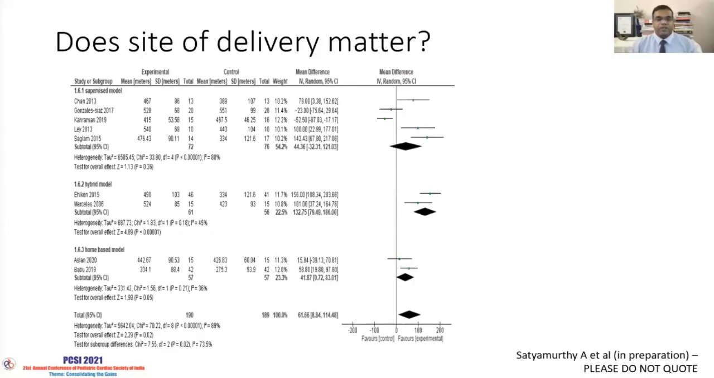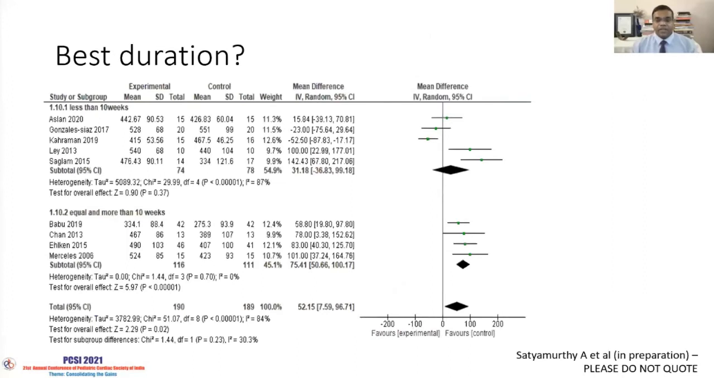In our meta-analysis, we sought to study whether the site of delivery mattered. And even though we do see the hybrid model showing a greater change, we do see also a change with home-based training with lesser heterogeneity. However, we do need more studies before we can firmly conclude as to which site or which model of delivery matters. What is the duration and what would be the best duration?